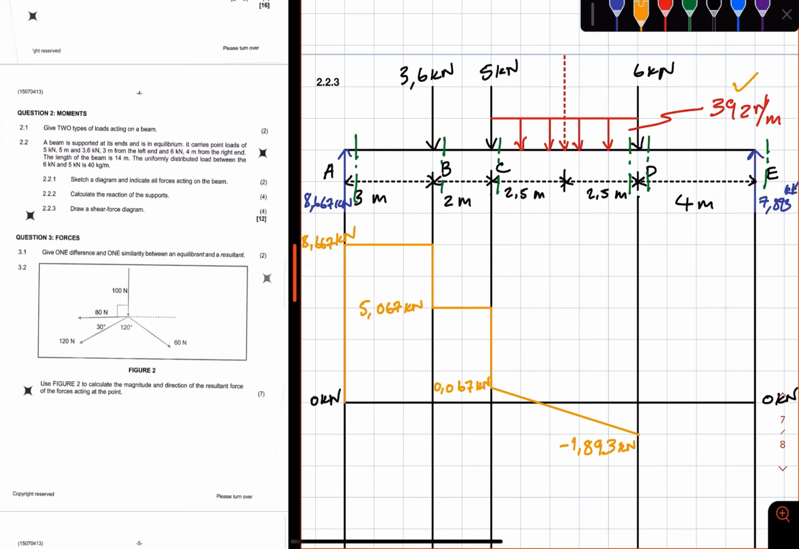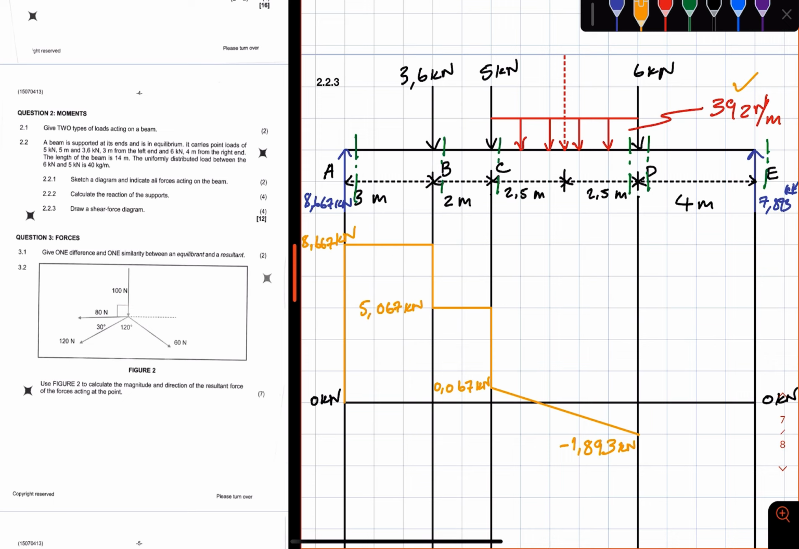So when we say 0,067 kilonewtons minus essentially the weight of the beam, which is 1,96, we get minus 1,983 kilonewtons. That is the left section at point D.